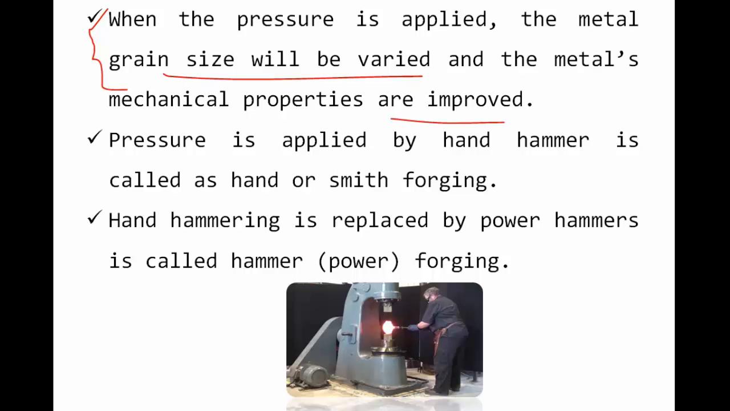If you want to improve mechanical properties, you have to go for hot working. Definitely the mechanical properties are improved, and we also get the required shape and size. Pressure applied by a hand hammer is called hand or smith forging. Hand hammering is replaced by a power hammer. If you want more power, it is called a hammer or power forging. Mostly, the power hammer is used for cold working.